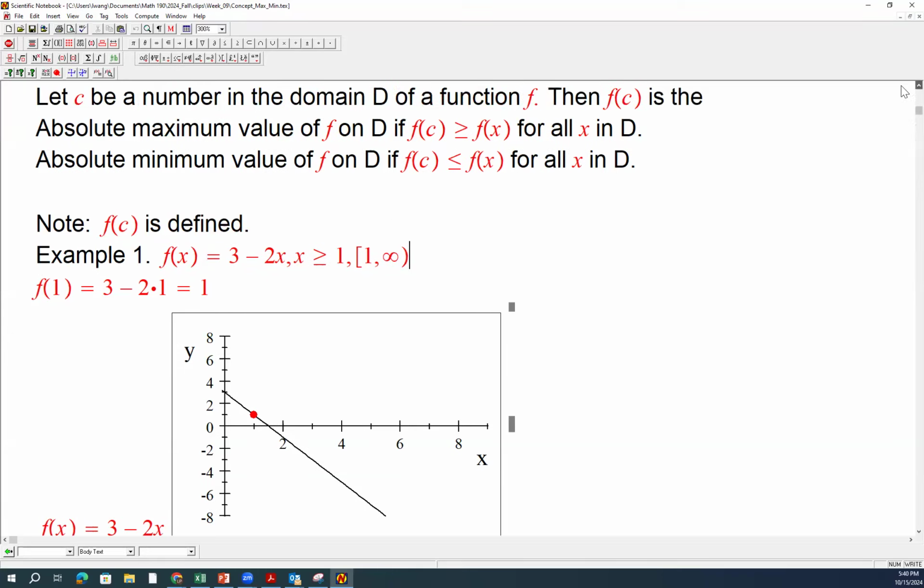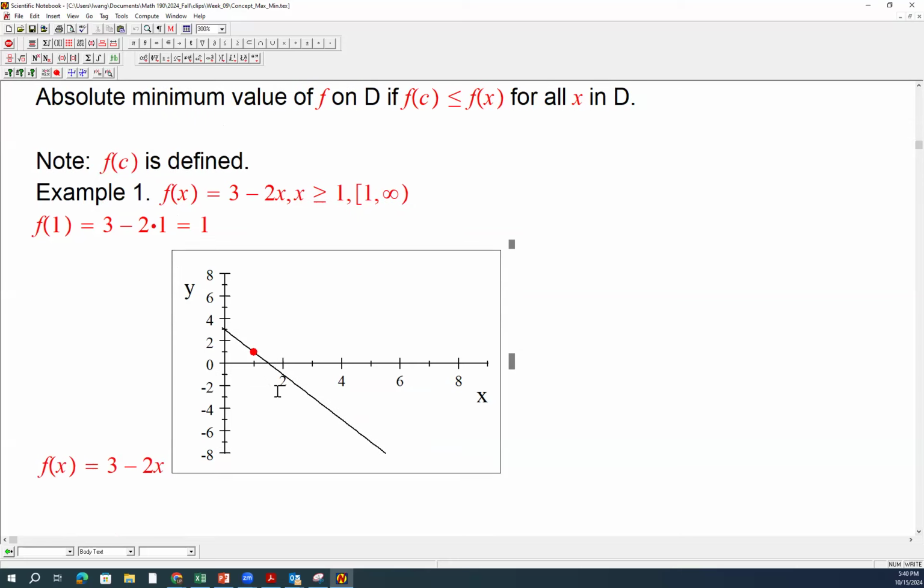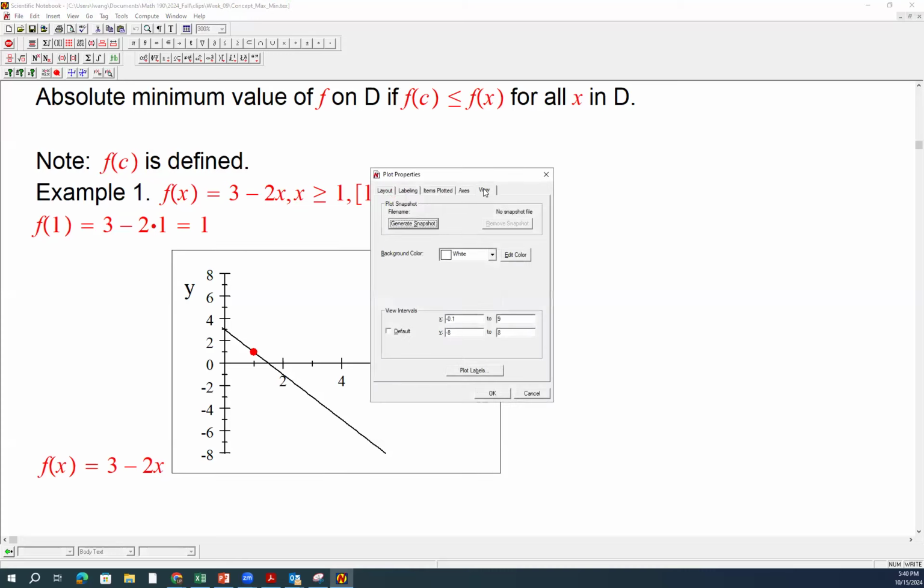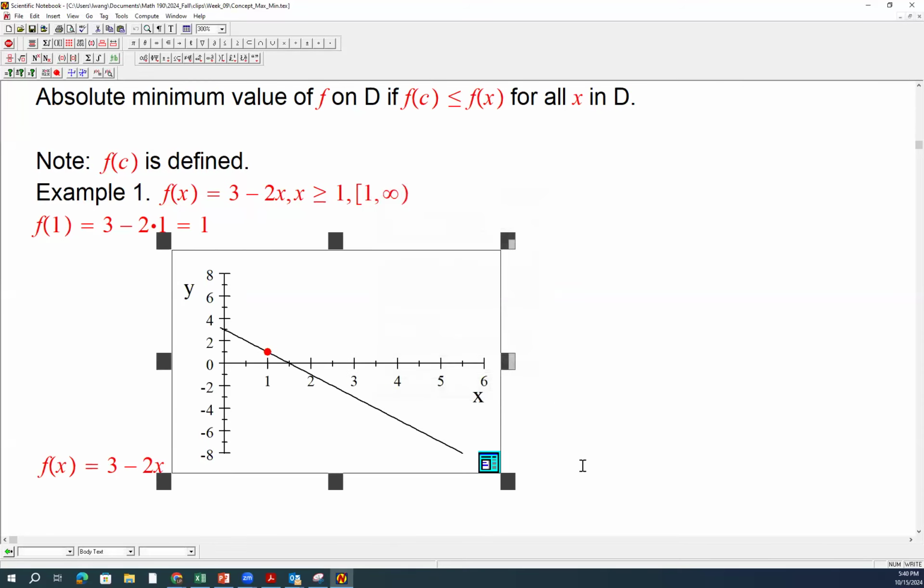So let's look at the absolute max and absolute min in this case. It's obviously this point that is the highest point. The rest of the points just keep going lower and lower indefinitely. I'm making more adjustments. So what do we say about the absolute max or absolute min?